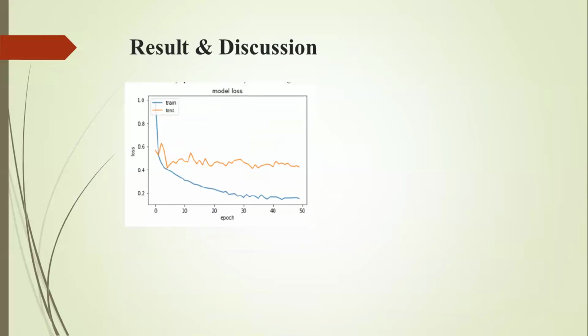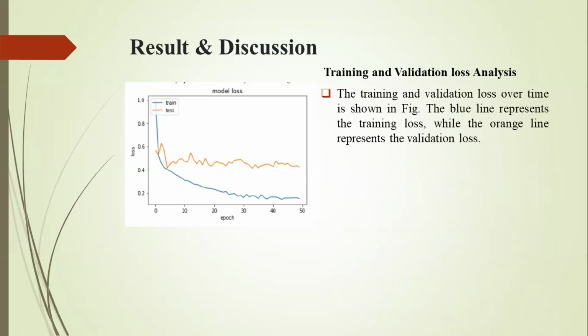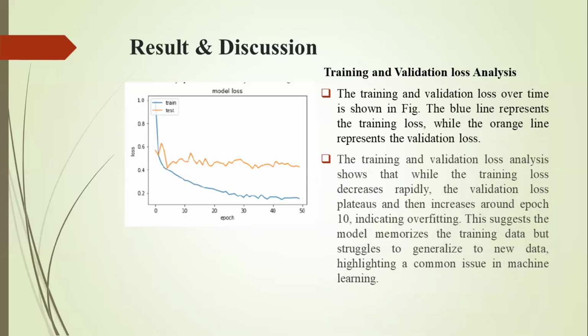After applying it, I received this training and validation loss analysis. The training and validation loss over time is shown in this figure: the blue line represents the training loss, while the orange line represents the validation loss. The analysis shows that while the training loss decreases rapidly, the validation loss plateaus and increases around epoch 10, indicating overfitting. This suggests the model memorizes the training data but struggles to generalize to new data, highlighting a common issue in machine learning.